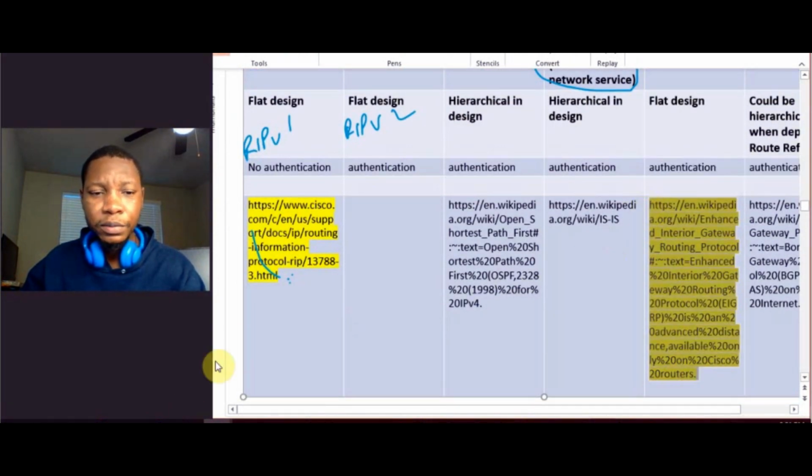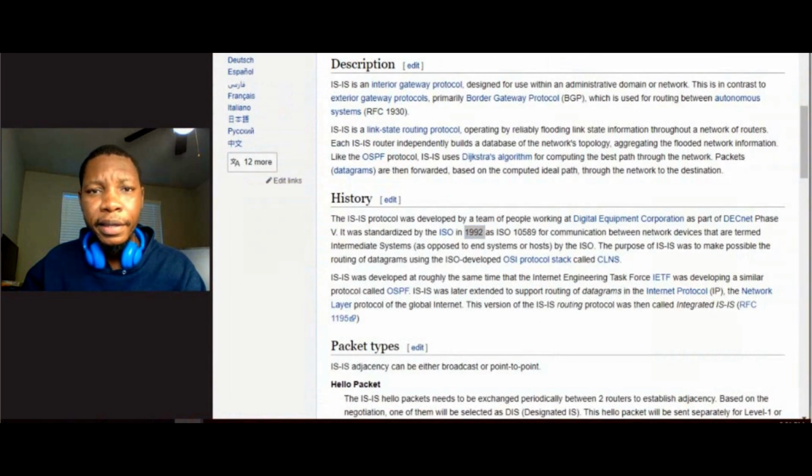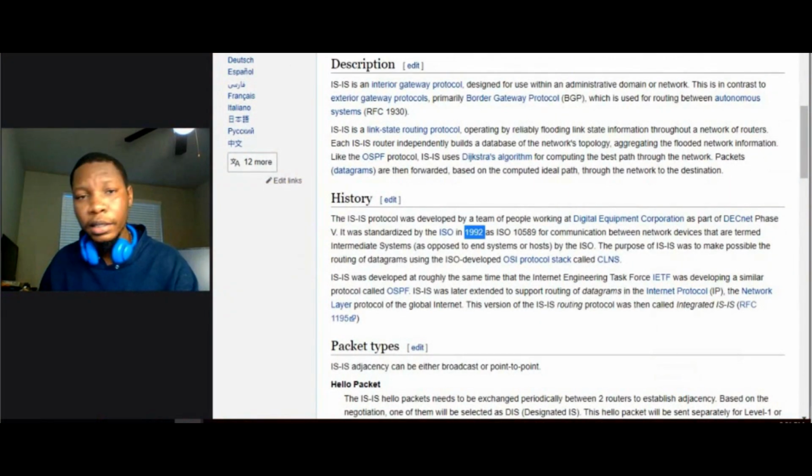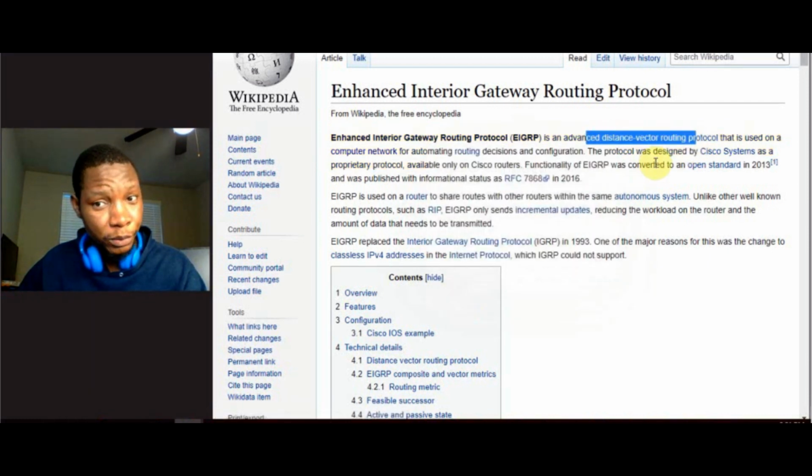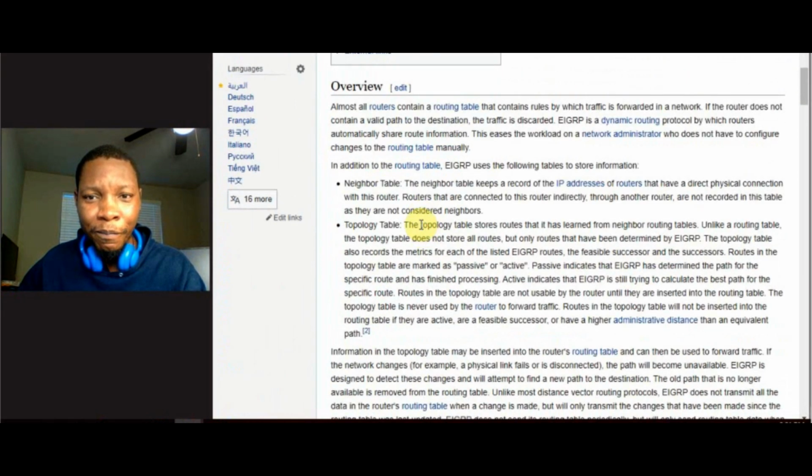EIGRP, let's see what it has to say. Looking it up on Wikipedia, it says Enhanced Interior Gateway Routing Protocol, EIGRP, is an advanced distance vector routing protocol. See what it says? That's what Cisco says too, but we call it hybrid. So its history, let's see when it was created.